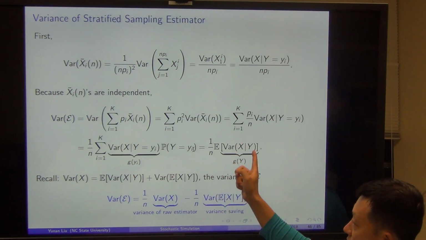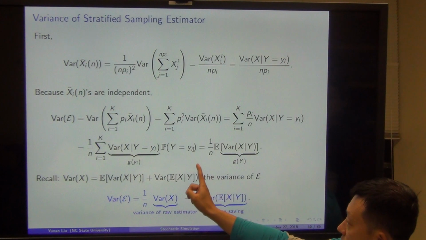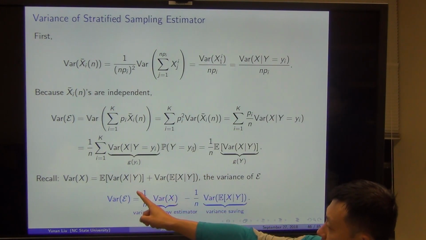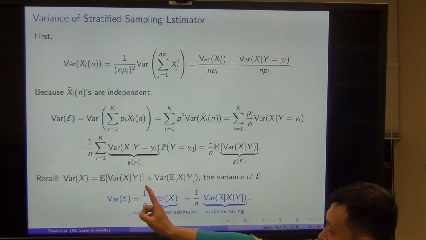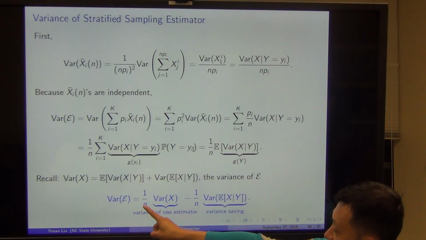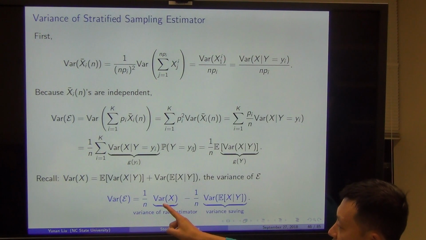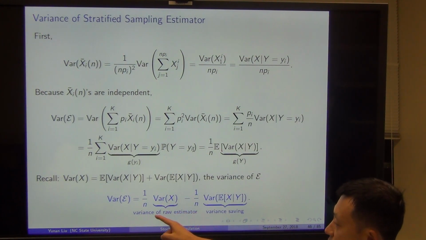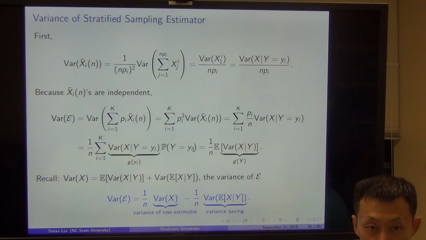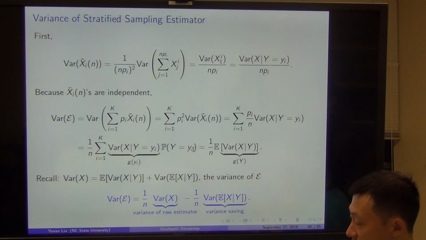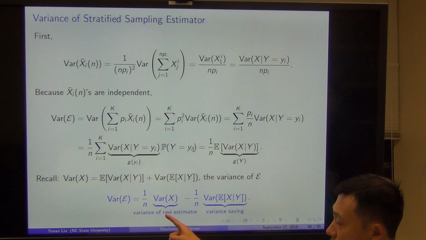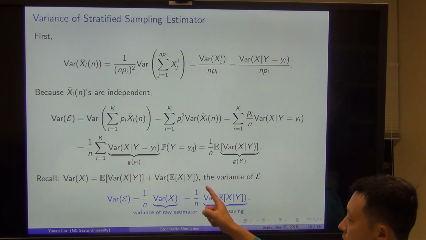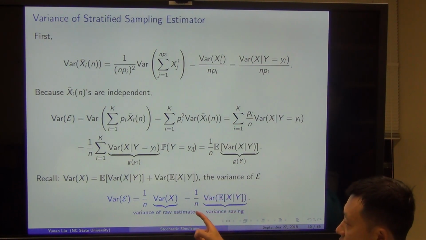This is only just one term of this. This is just this term. If you divide n on both sides, you get the variance of the stratified sampling estimator is equal to 1 over n times the variance of x, which is the raw estimator, considering the simulation budget of n, right? If you have a simulation budget of n, then this is the variance of the raw Monte Carlo estimator, and we have achieved some variance reduction because we removed this part.